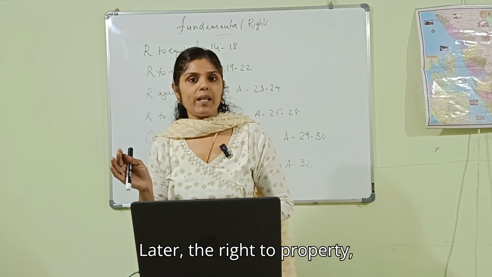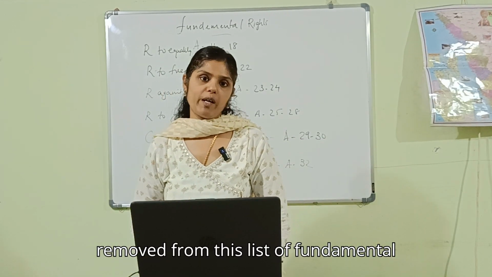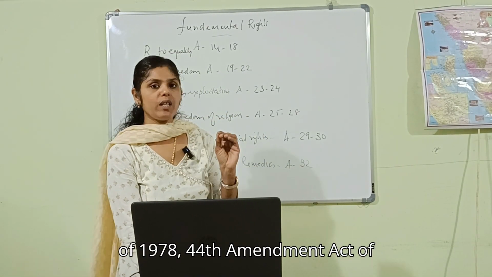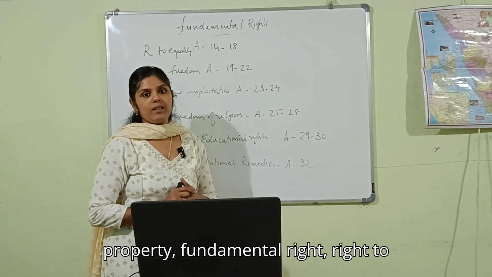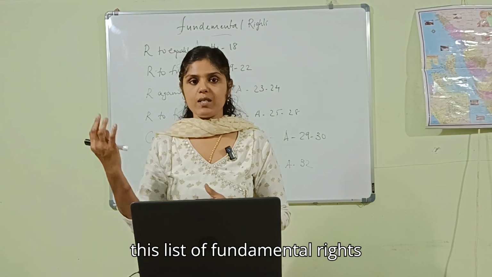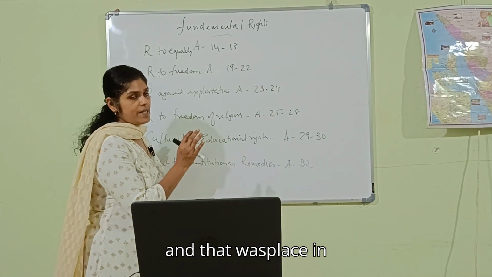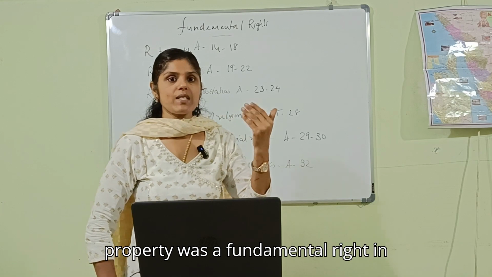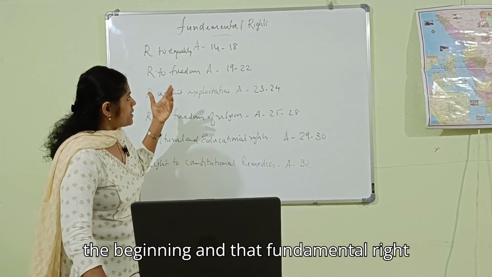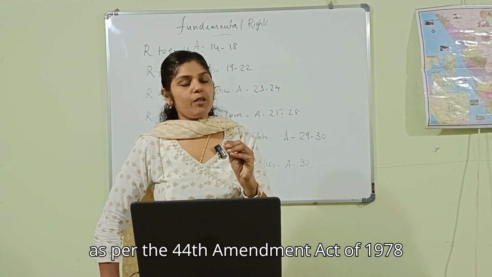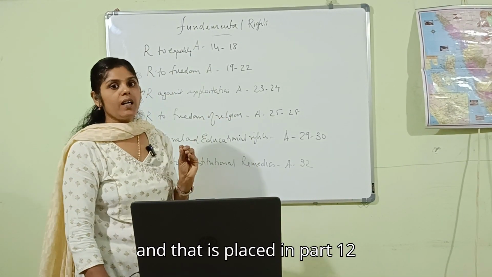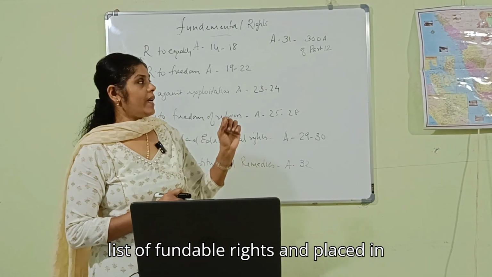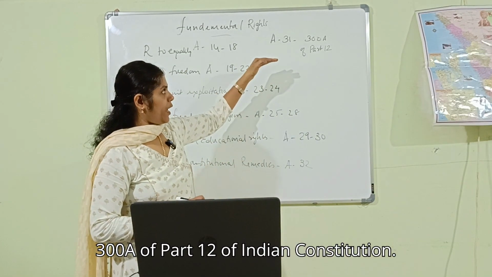Later, the fundamental right to property was removed from the list of fundamental rights as per the 44th Amendment Act of 1978, and it was placed in Part 12 of the Indian Constitution, as Article 300A.